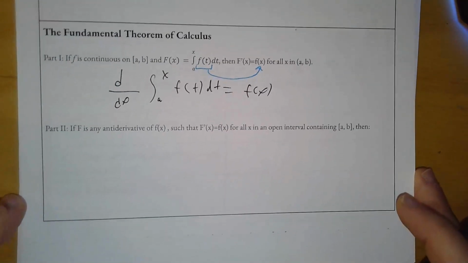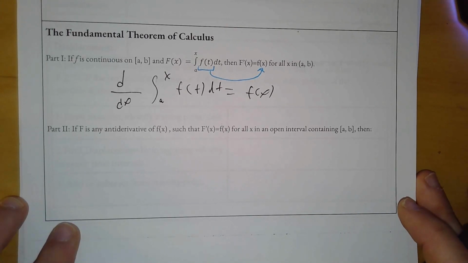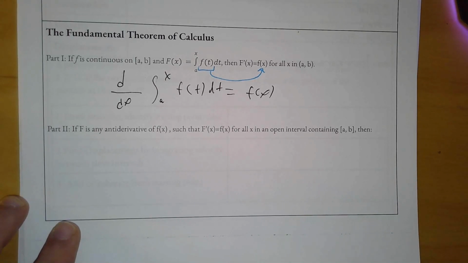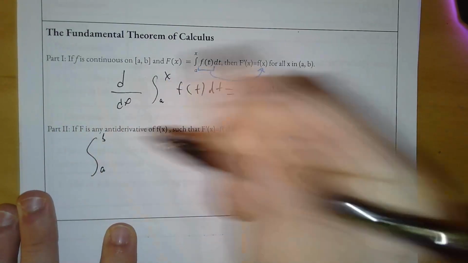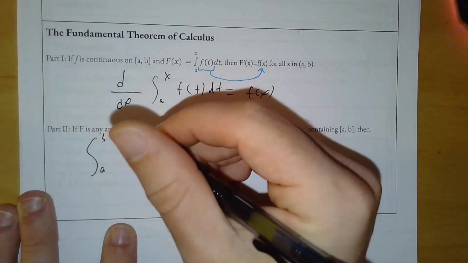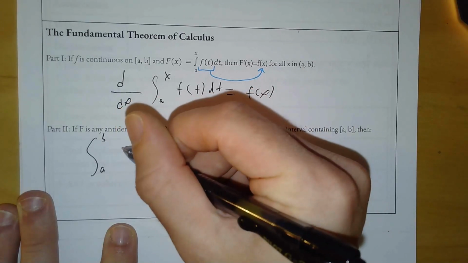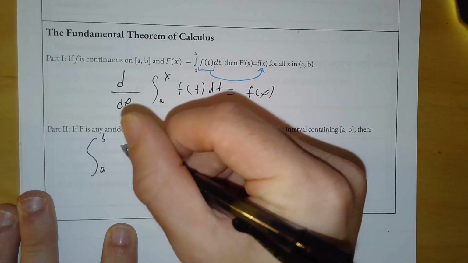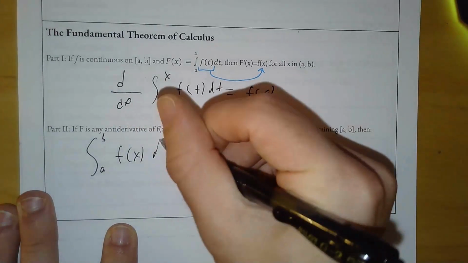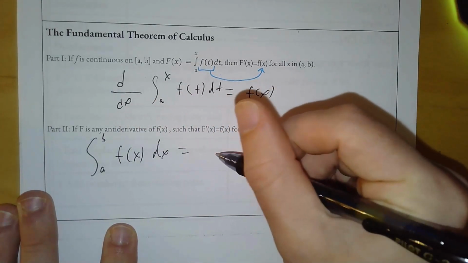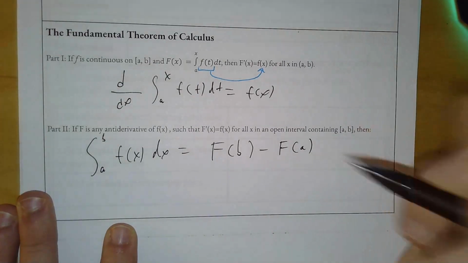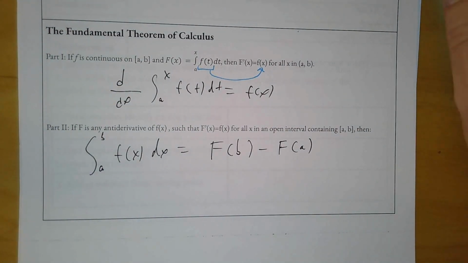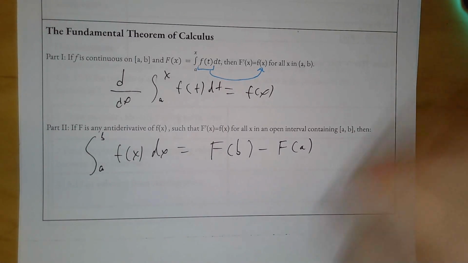Part 2. If capital F is any antiderivative of little f of x such that the derivative of capital F of x equals little f of x for all x in an open interval containing a to b, then we say that the integral from a to b of f of x dx equals capital F of b minus capital F of a. Okay, continuing on.